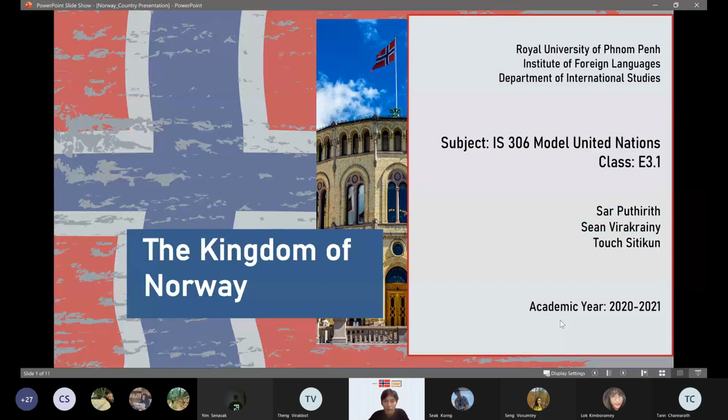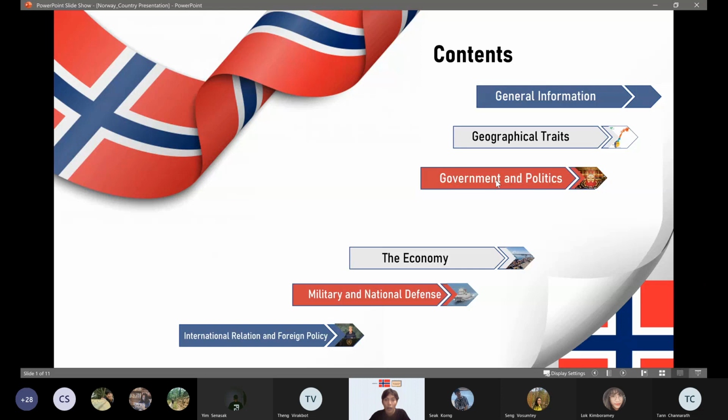Good evening, fellow delegates and the lecturer. We are the delegates from the Kingdom of Norway, with the two following delegates, Simrat Reni and Tusitikun. Here is the content I'm going to talk about today: the general information, geographical traits, government and politics, the economy, military and national defense, international relations, and foreign policies.